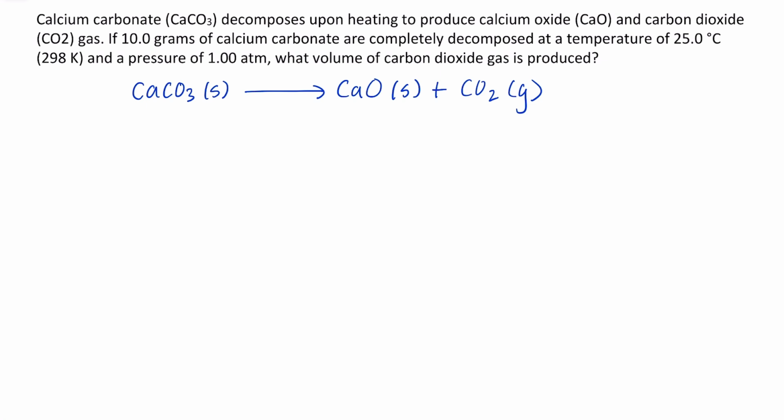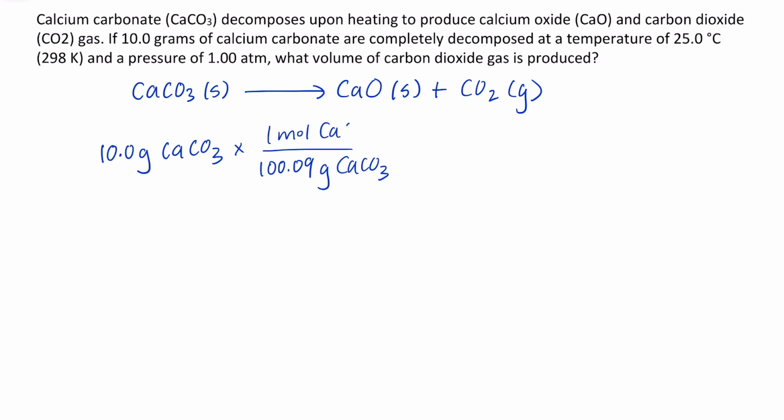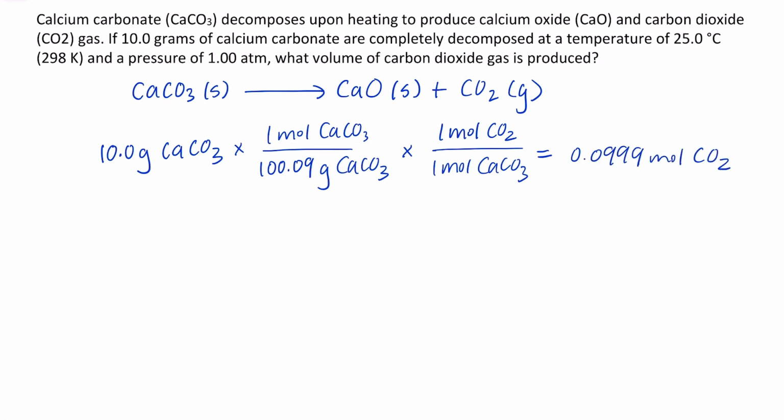So we're going to use dimensional analysis, 10 grams of CaCO3, calcium carbonate. Molar mass is 109 grams of calcium carbonate, as well as 1 mole. So 1 mole of CaCO3 is 1 mole of CO2. And if you do the operation in your calculator, you should get 0.0999 moles of CO2. And that is the n that we're going to use.